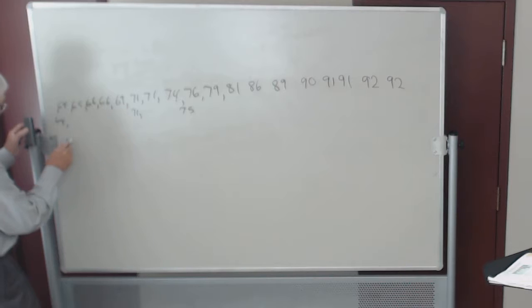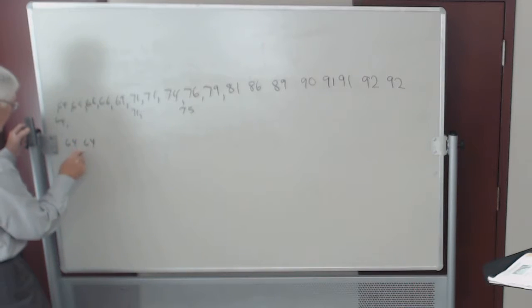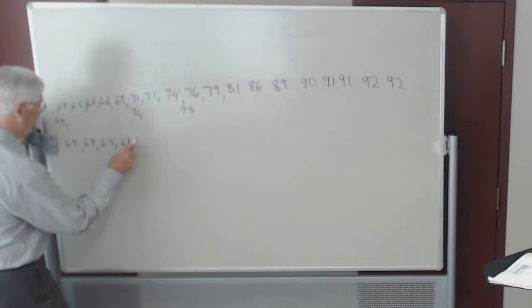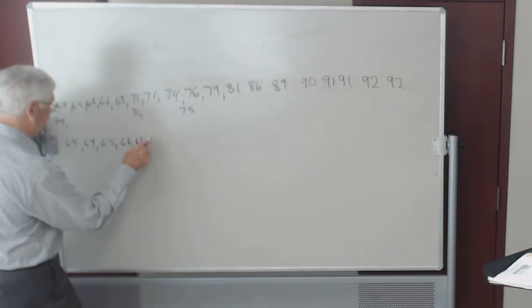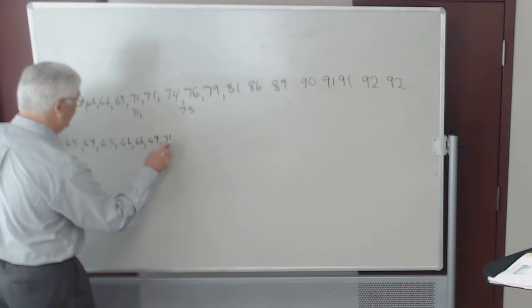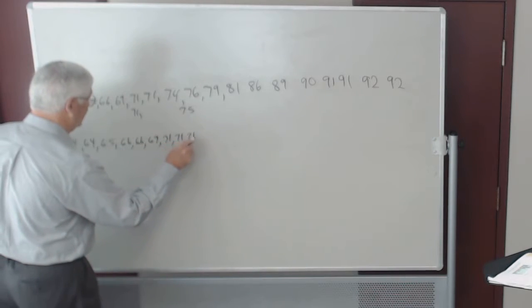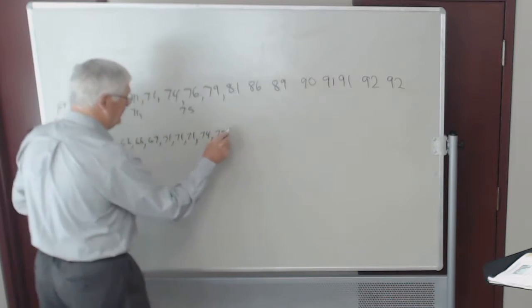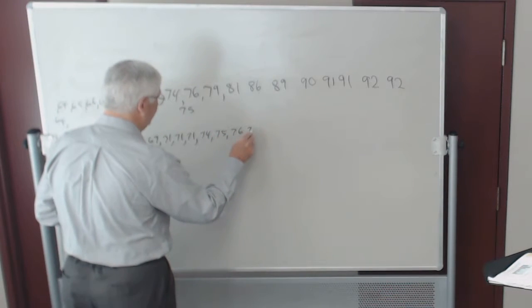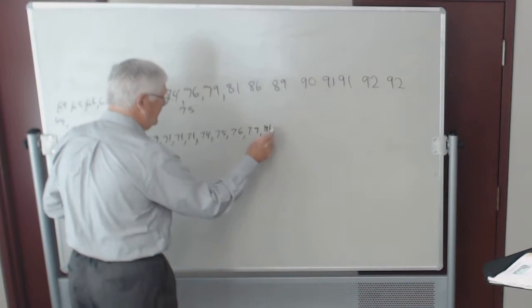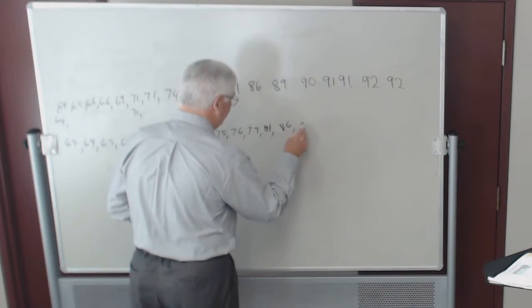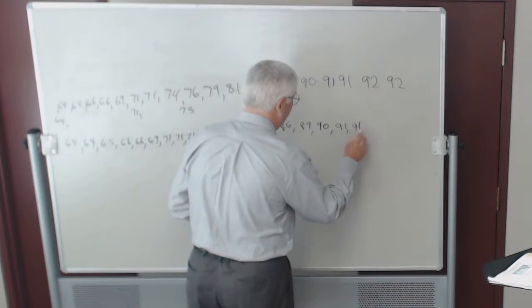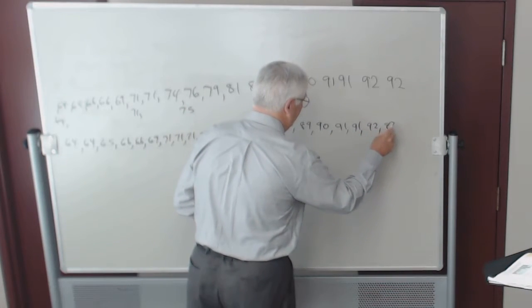So, do I have them all? 64, 64, 65, 66, 66, 69, 71 three times, 74, 75, 76, 79, 81, 86, 89, 90, 91, 91, 92, 92.